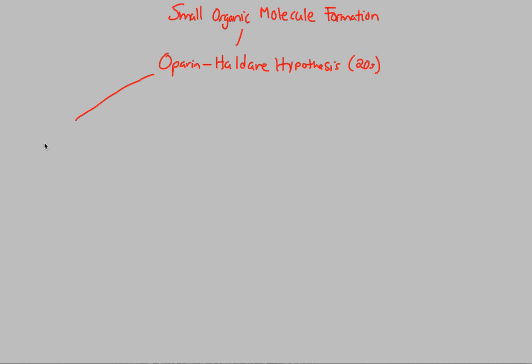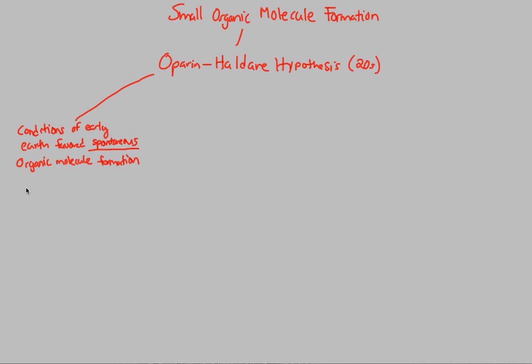The hypothesis states that the conditions of early Earth, these conditions of early Earth that we talked about briefly in our previous video, favored spontaneous. There's that word again. This is a very important word when we're talking about the origin of life. Spontaneous organic molecule formation. So this is a bit of a wordy definition: the conditions of early Earth favored spontaneous organic molecule formation.